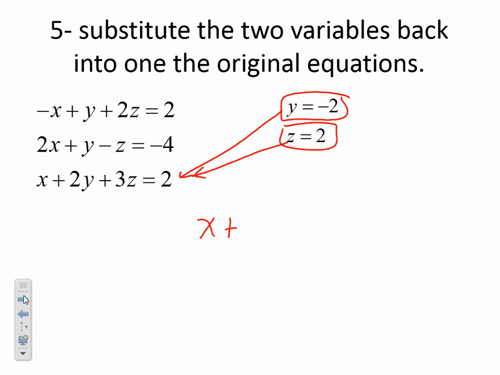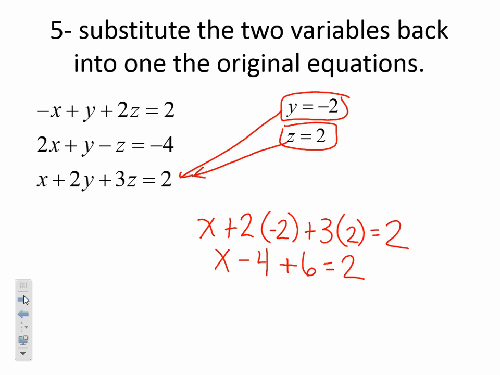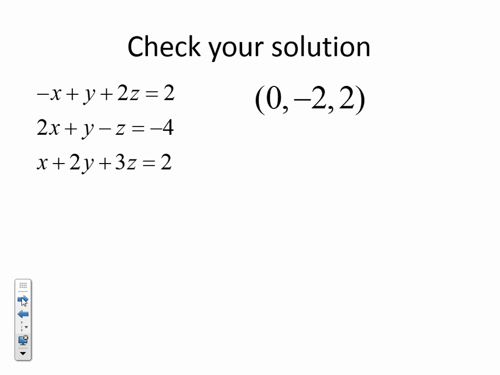So x plus 2 times the y number plus 3 times the z number equals 2. x minus 4 plus 6 equals 2. If I combine those like terms, that's x plus 2 equals 2. We'll subtract 2, subtract 2. So x is 0. So we now know the x, the y, and the z. And then my final solution I would write as this. This is the x, this is y, and this is the z.